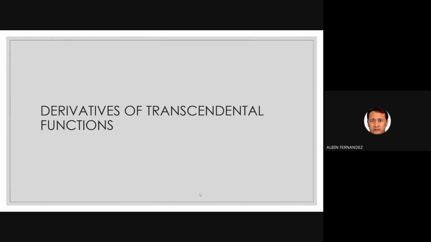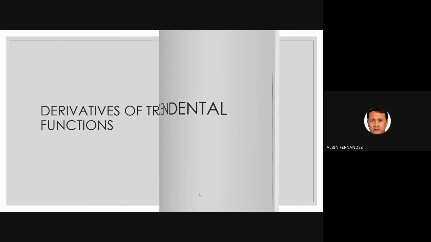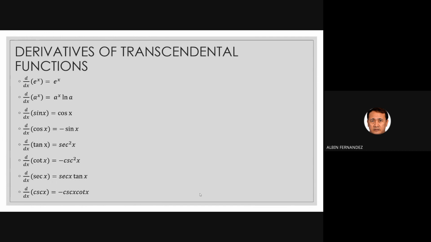Today's lesson is on the derivatives of transcendental functions. So basically, we will focus on the following derivatives. The derivative of e to the x, which is e to the x. So this is the derivative of a natural exponential function. Then the derivative of a to the x, which is a to the x ln of a. That's the derivative of an exponential function.